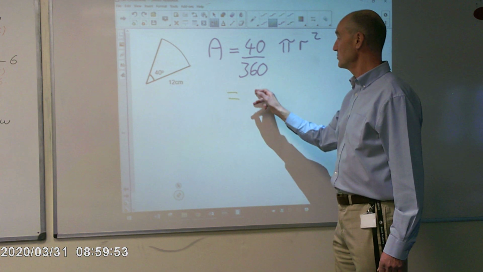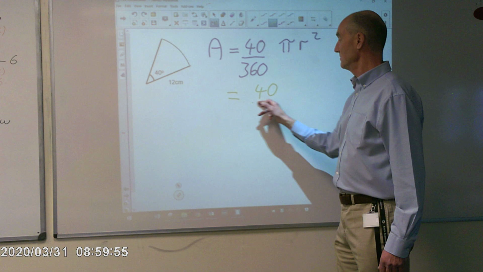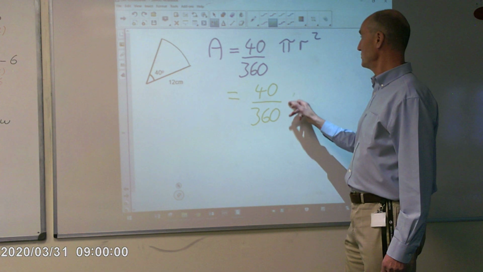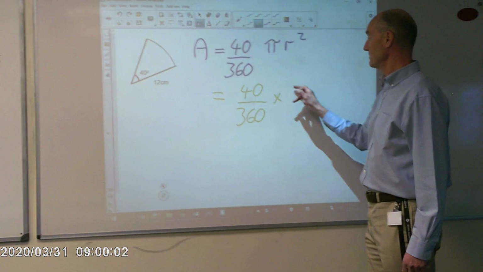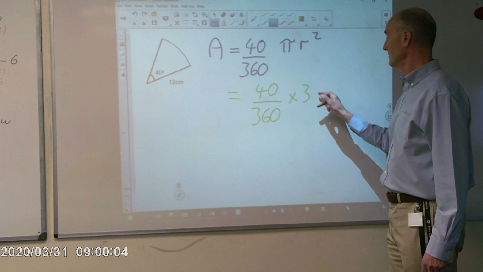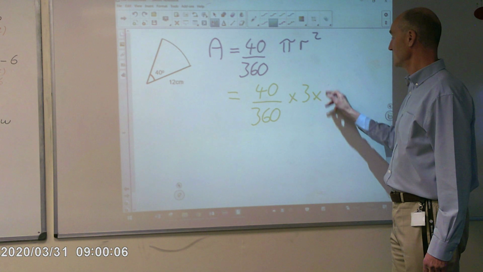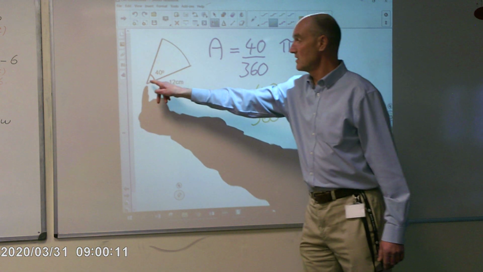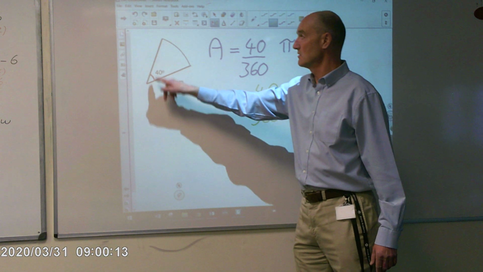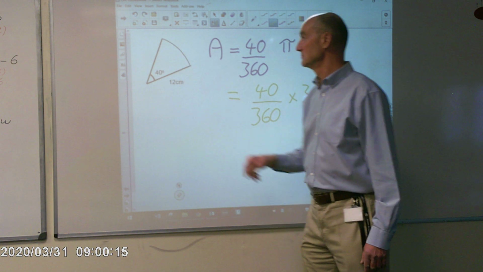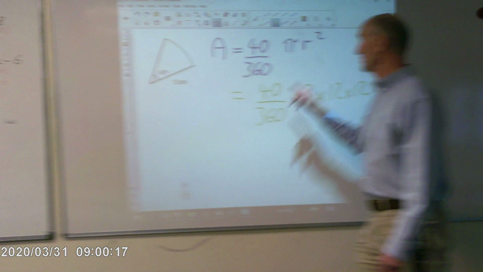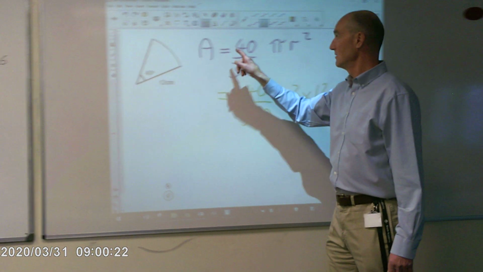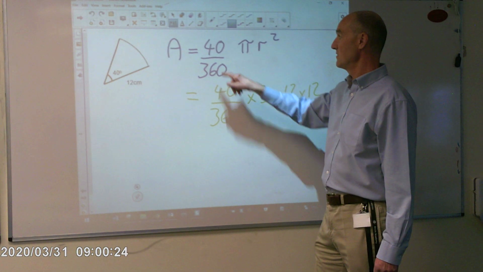So we've got 40 divided by 360 multiplied by pi, and again I'm going to take the value of pi of 3, keep things simple on the board, times 12 times 12. So that is our radius from the centre point to the outside of the circle. Area of the whole circle, pi r squared, but we've only used up a fraction of that, represented by 40 degrees divided by 360 degrees.